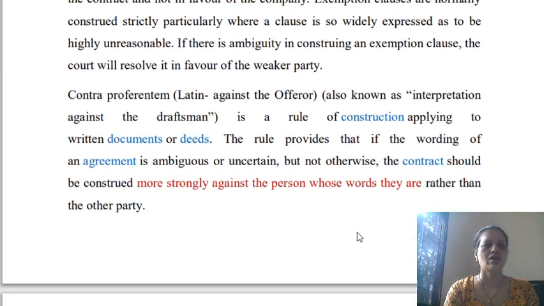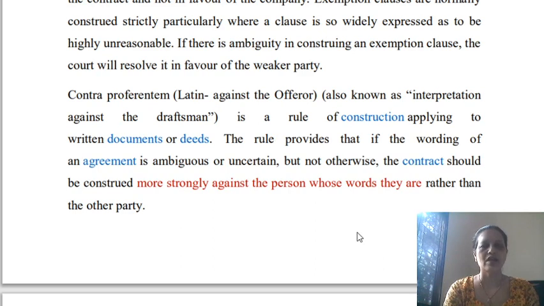The doctrine of contra proferentem, that is a Latin doctrine, means against the offerer. This is also known as interpretation against the draftsman, meaning who drafts the agreement. So contra proferentem is a rule of construction applying to written documents or deeds.